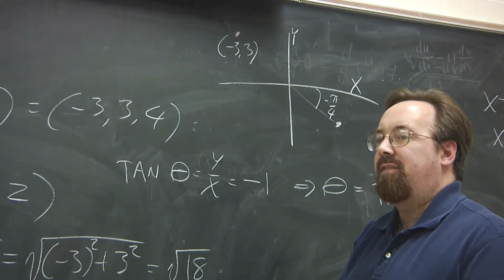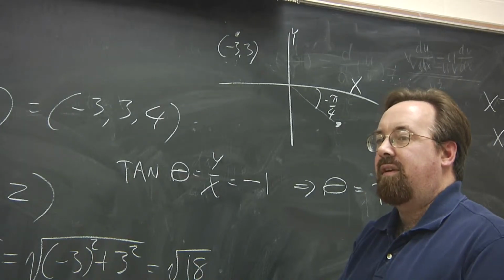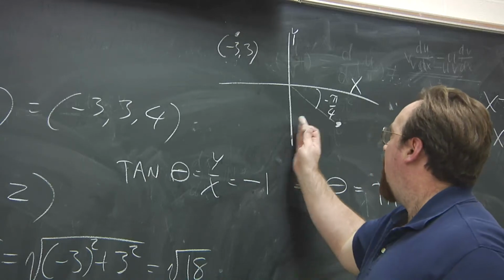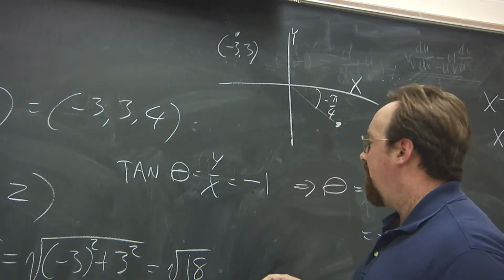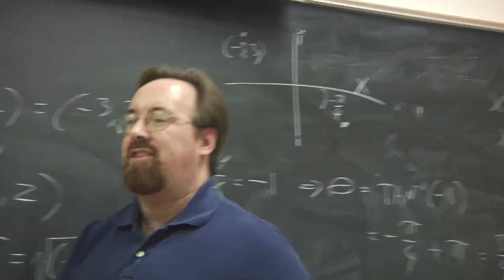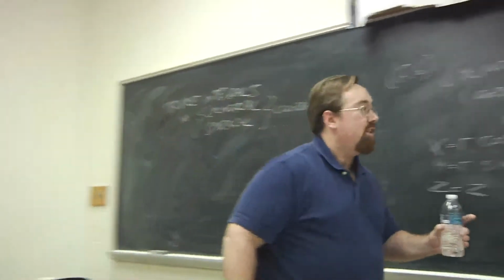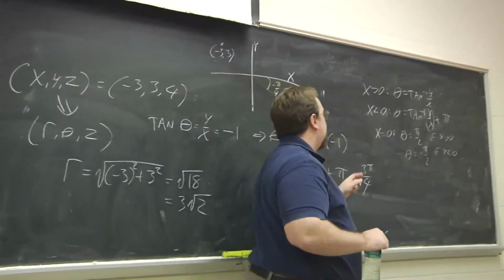So that's why you added the pi? Yeah, because the range of our tangent is minus pi over 2 to pi over 2. Right. So your calculator's arctangent just assumes that x is positive. So that's why if x is positive, you can just accept what it gives you.